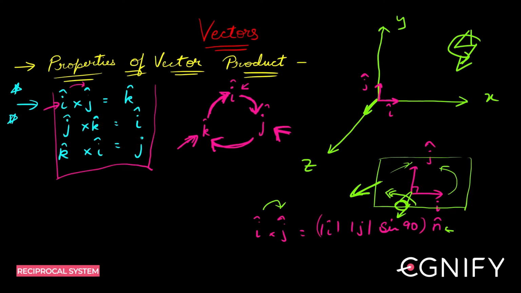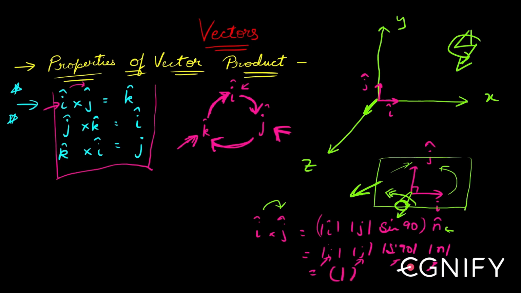So that means, first of all, your new vector has a magnitude mod i, mod j, mod sine 90, mod n, which is all of them are 1. All of them are 1. So your vector has a magnitude 1 and it is along z-axis, right? What is that vector? That vector is k cap, right? So that is why the result is k cap.